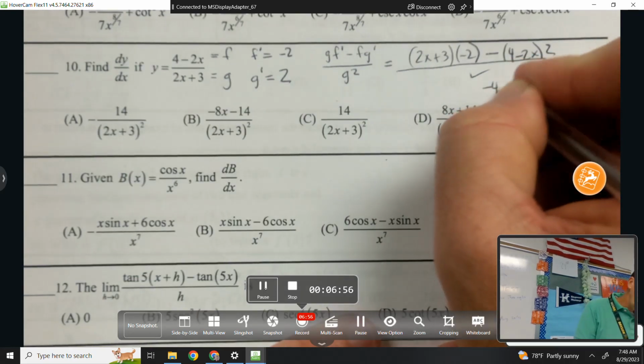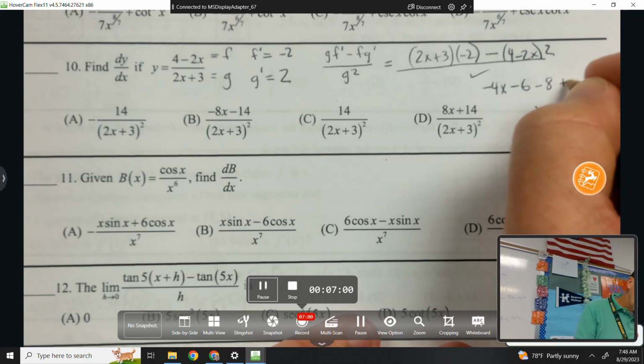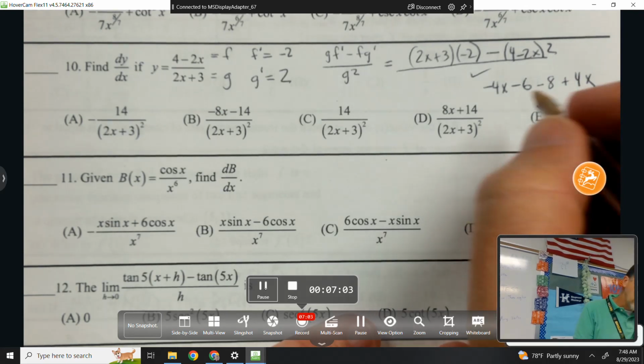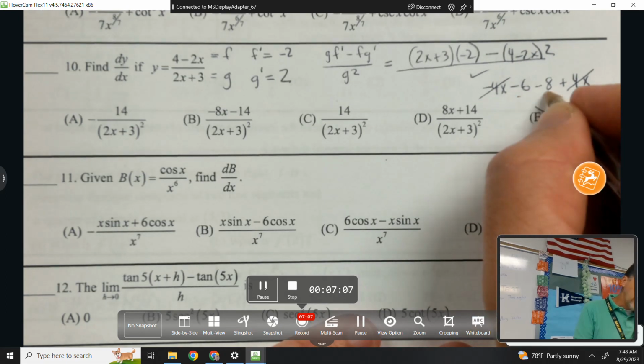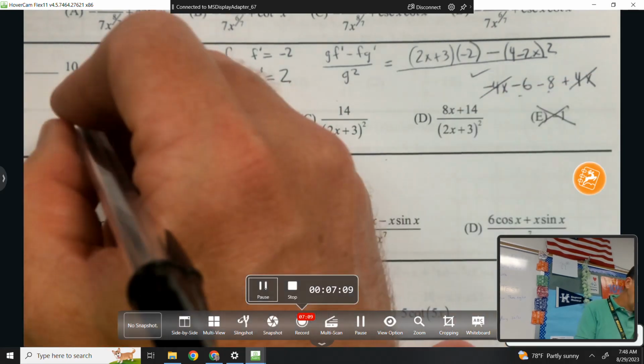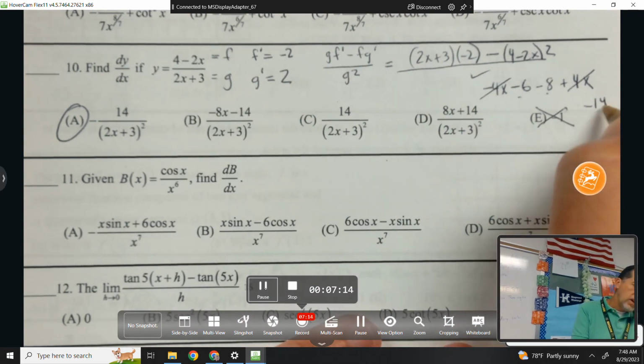So -4x minus 6 minus 8 plus 4x. Oh, the 4x's go away. -6 minus 8 would be -14. So answer choice A, -14 over g squared.